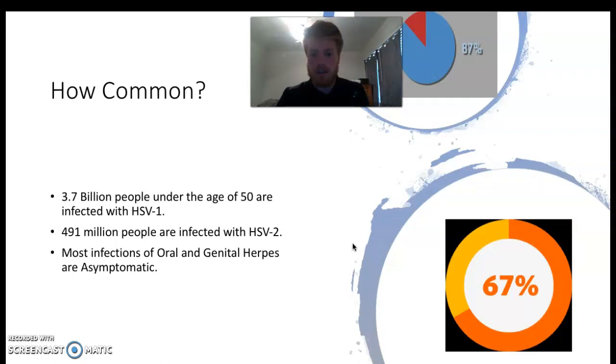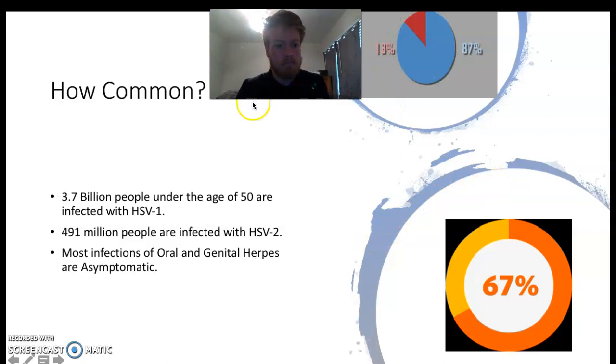So how common is this? It's actually very common. 3.7 billion people under the age of 50 are infected with HSV1, which is the oral herpes of the mouth. Over 491 million people are infected with HSV2, which is the genital herpes. And most of these infections of oral and genital herpes are asymptomatic, so they never manifest their symptoms.